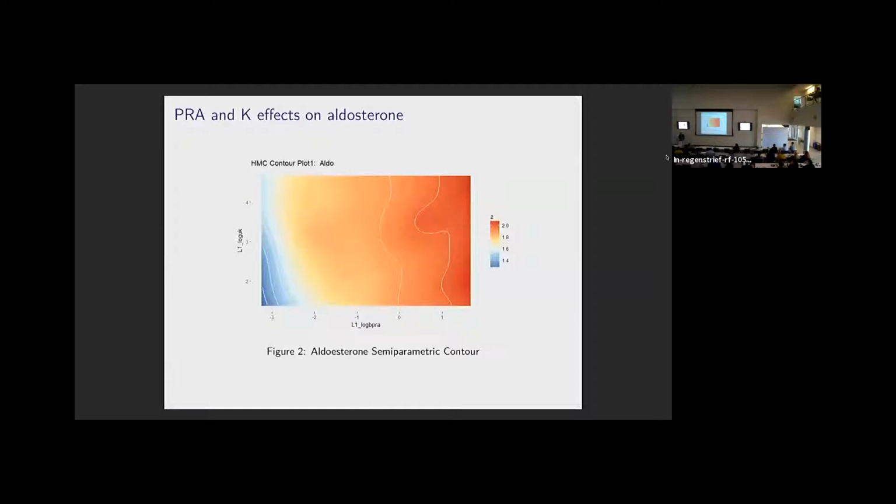And this plot is the simultaneous effect of the plasma renin activity and potassium on aldosterone level. Potassium and renin were measured at a previous time point, so basically an hour ago. And we're looking at the current time point, what's the aldo level. So it looks like the red color indicates a higher level, blue color indicates a lower level.